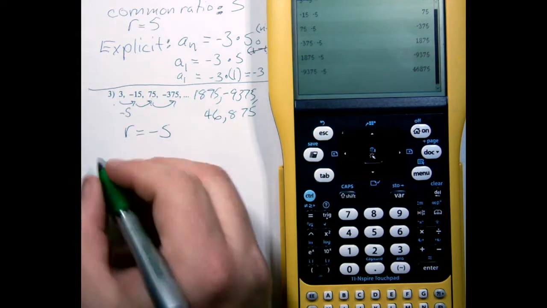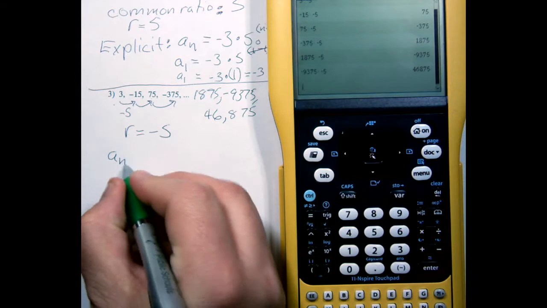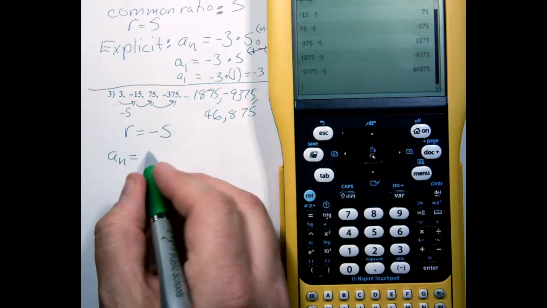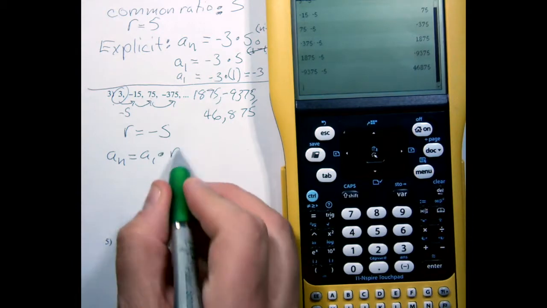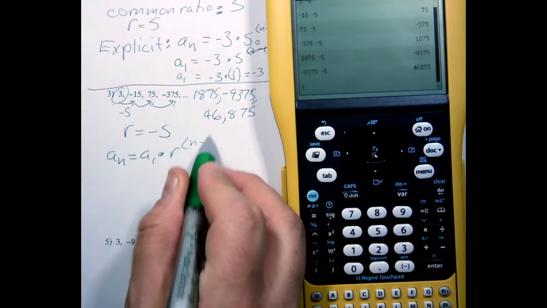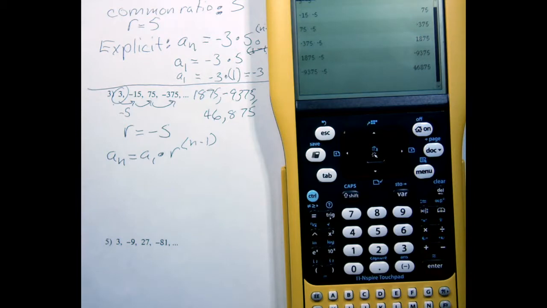Now, to get my explicit form, remember that it's going to be a sub n is equal to a sub 1, that's my first term, times the common ratio raised to the n minus 1. Did we write this formula down once before? Absolutely. Do I want you to write it down a second time? Absolutely. Because I want it to be committed to your memory.